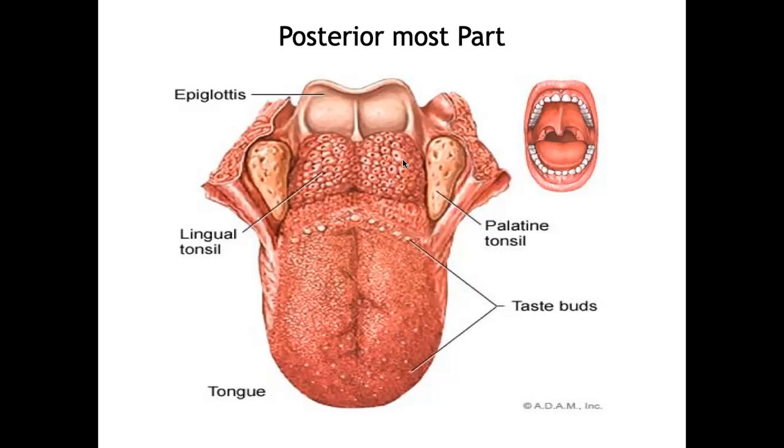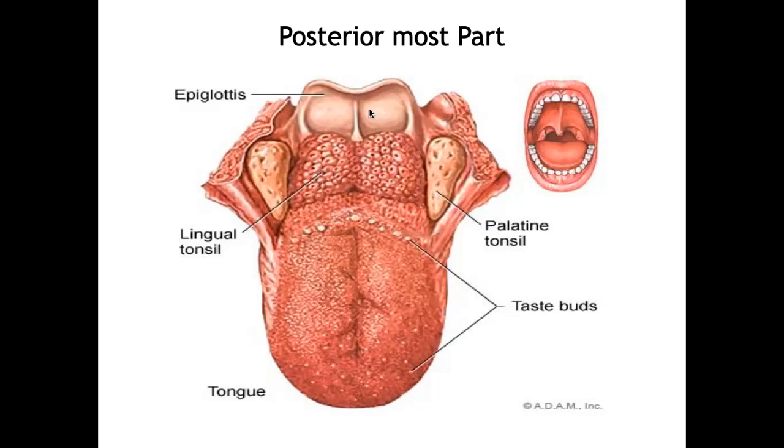What is a tonsil? A tonsil is a collection of lymphatic follicles. We have studied this in histology also. This collection of lymphatic follicles together forms a tonsil, which is present on the tongue. That's why it is called the lingual tonsil. Now see here, the mucosal surface of the tongue is extending into the epiglottis.